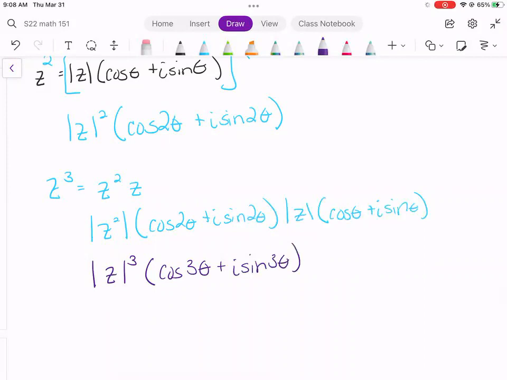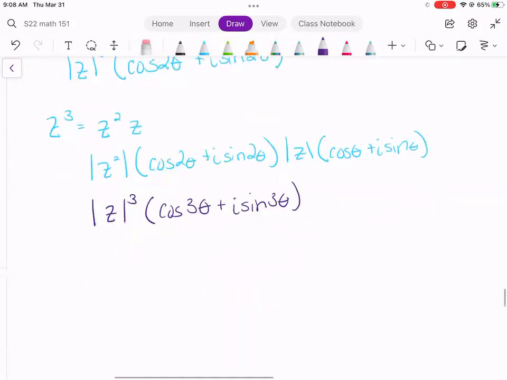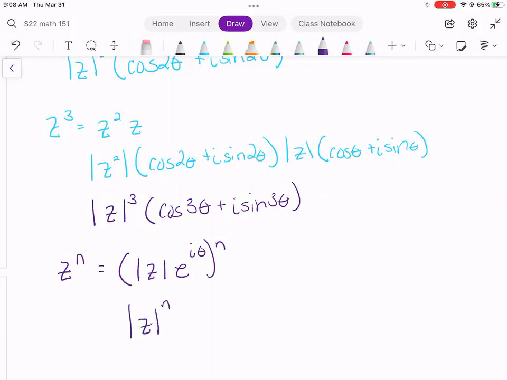And if we use Euler's formula, the reduction in work is even more apparent, because z to the n becomes the magnitude of z times e to the i theta, to the n power. But remember that we're just adding all of those arguments together, which gives us the magnitude of z to the n times e to the i n theta. Much easier than having to multiply everything out.